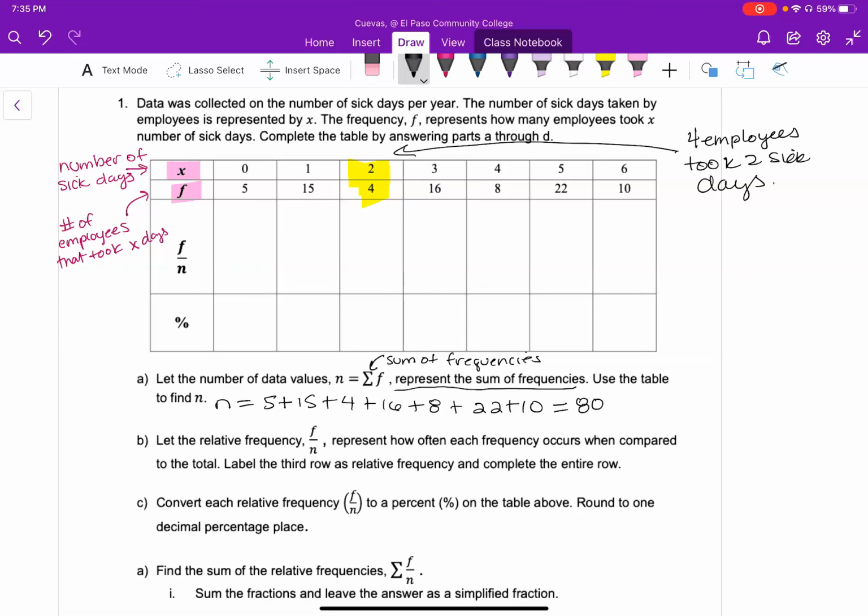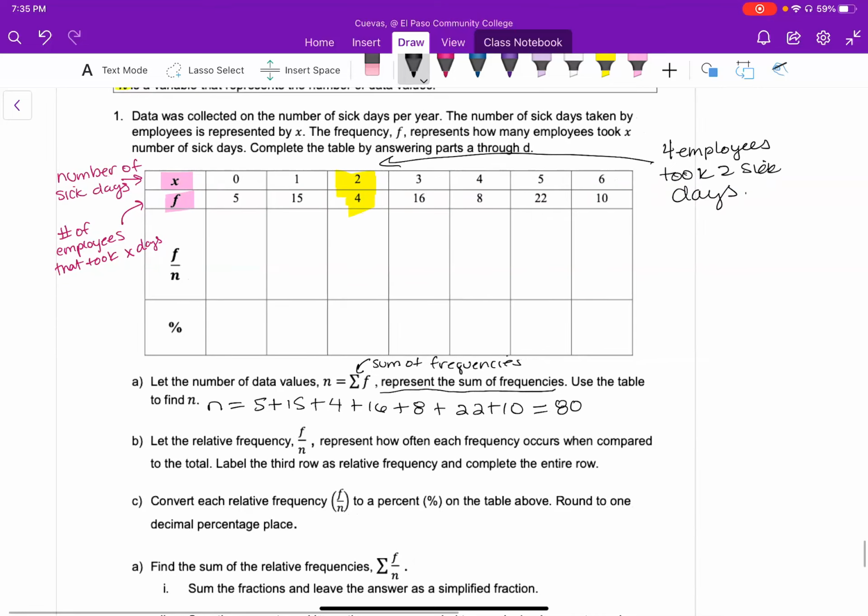It says let the relative frequency, right? So this is relative frequency. Let the relative frequency represent how often each frequency occurs when compared to the total. Label the third row as relative frequency and complete the entire row. So we have a new label for this. This is called our relative frequency. And we are going to complete the entire row.